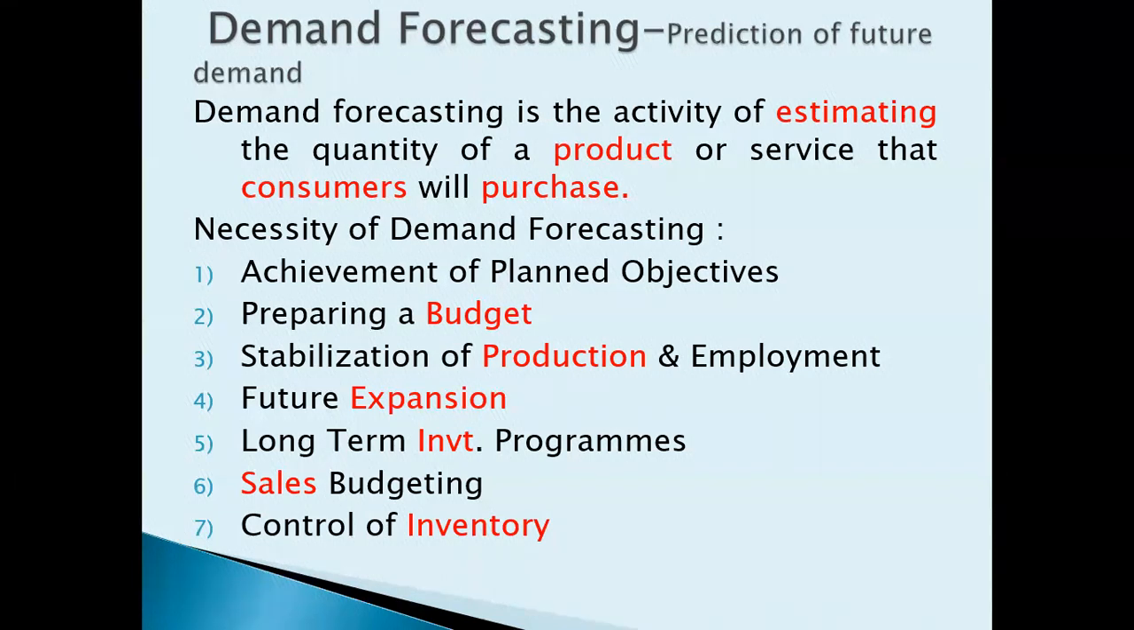With respect to your sale, with respect to your turnover, you have to arrange your resources, and to arrange your resources you require money, and that money requirement you are planning in the form of budget. Okay, then stabilization of production and employment. So with respect to your demand, you can manage your production system. You can decide your level of activity, how many units to be produced in the month of May, June, July, August, September, or in the year you can decide. And on the basis of this, you can provide the employment to the society.